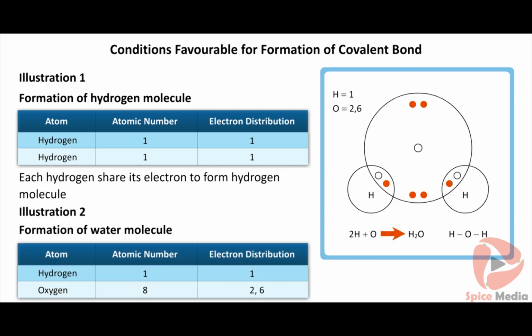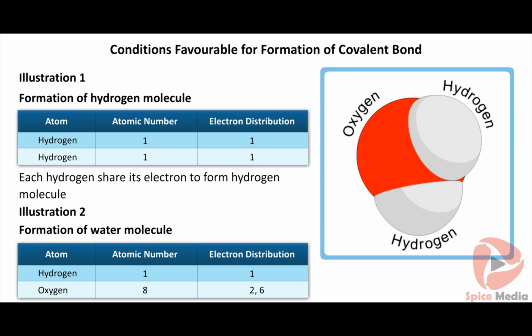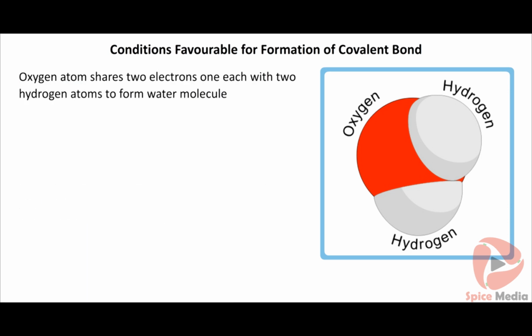Hydrogen, atomic number 1, electron distribution 1. Oxygen, atomic number 8, electron distribution 2,6. Oxygen atom 2,6 has 6 valence electrons. Hydrogen atom has 1 valence electron each. Oxygen atom shares 2 electrons, 1 each, with 2 hydrogen atoms to form water molecule.